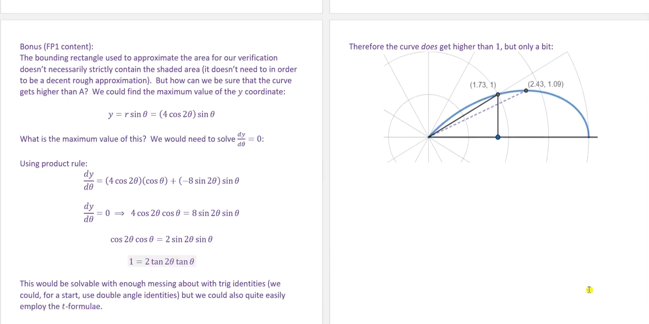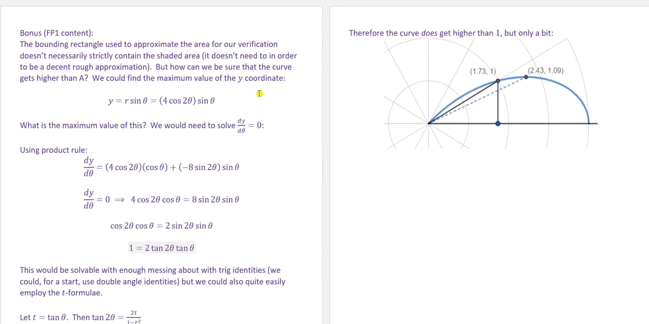Quick bonus section here. That bounding rectangle, I was curious to see whether this curve did actually go above 1. It turns out it does. It gets to 1.09-ish at its greatest point. But it's a little bit sophisticated to work out exactly how. It's quite nice, however, to do it using the T formulae from Further Pure 1. So if you're doing FP1, you can have a look at this bit and see how the T formulae gave me a quick, efficient way of working out this point.